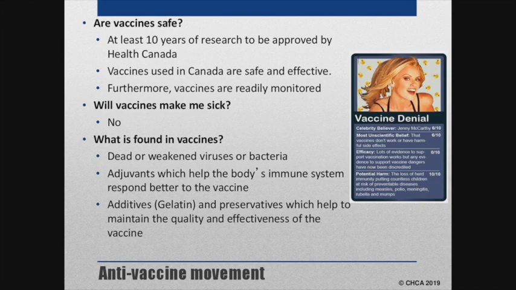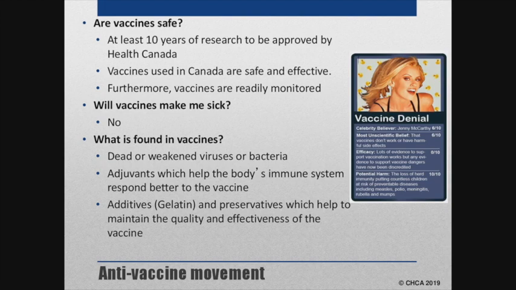The last thing that people are usually concerned about is what's found in vaccines. So certainly vaccines contain either dead or weakened viruses or bacteria. Adjuvants, which are used, help the body's immune system to create a better response. Some of the adjuvants that have been used are things like aluminum salts, but they're naturally present in our environment and have been proven to be safe for over 70 years. Additives are another one, such as gelatin, and preservatives; they help to maintain the quality and effectiveness of vaccines so that they can be stored for a much longer period of time.